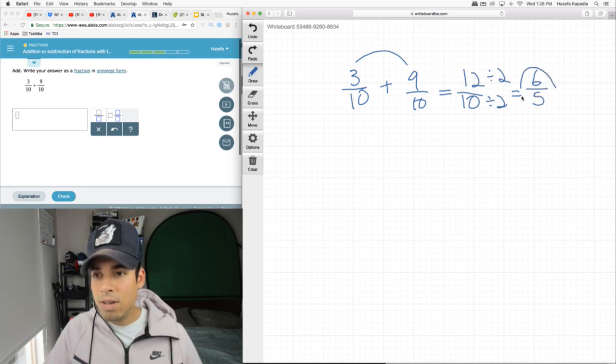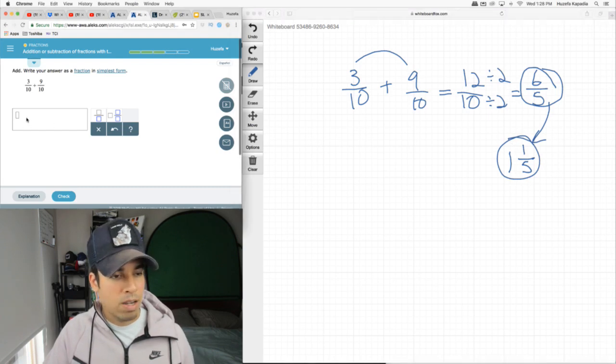But now we have an improper fraction. So how do we convert this to a mixed number? Well, how many 5s can we extract from that 6? We can extract 1. And what's left over when we pull that 5 out? We've got a 1 left over. So the final answer is 1 1/5.